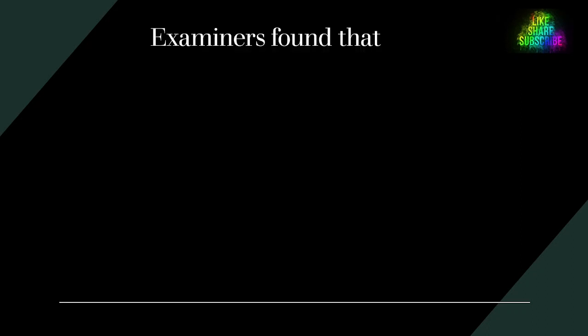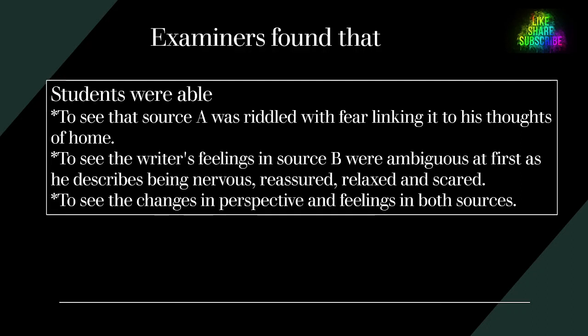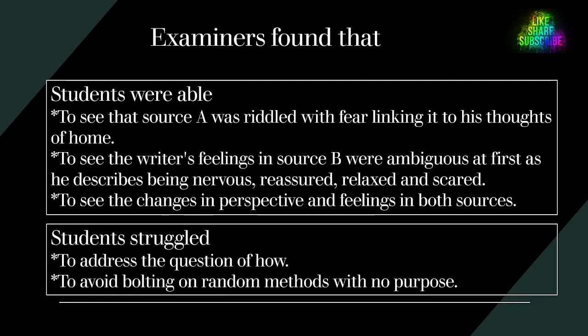In this exam, examiners found students were able to see source A was riddled with fear, where the writer linked it to thoughts of home. They were able to see the writer's feelings in source B were ambiguous at first because he describes being nervous, reassured, relaxed and scared. So it's unclear exactly how he felt. They were also able to see the changes in perspectives and feelings in both of the sources.